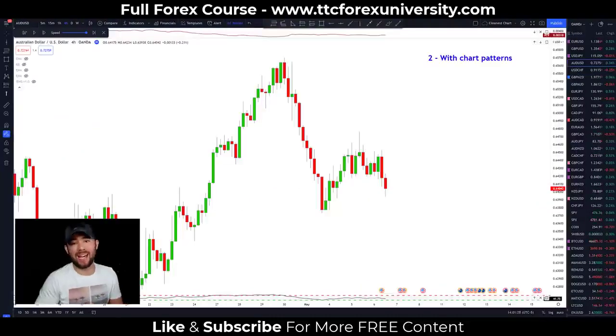The second way to add confluence to candlestick patterns is to use them with already established chart patterns. For these examples, we're going to use very simple chart patterns, which are going to be double tops and bottoms.